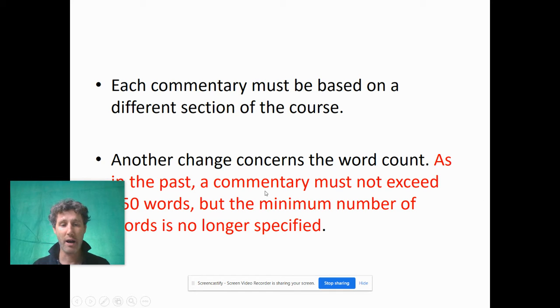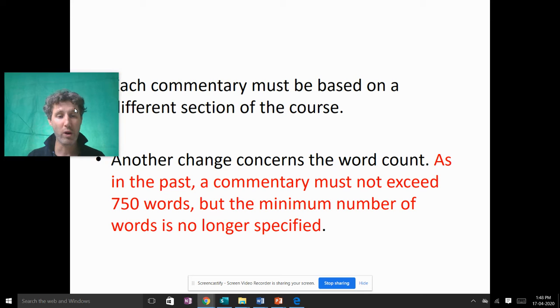The word limit is 750. You must not exceed the word limit, but the minimum is no longer specified. Now, I mean, you wouldn't be able to do a good IA in less than 650 words for sure, because you wouldn't be able to do the analysis and evaluation because you need a certain amount of words to be able to do that. And 750 is probably the optimal.